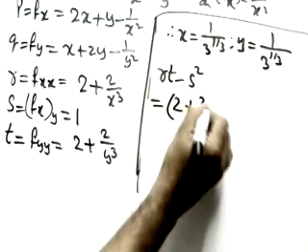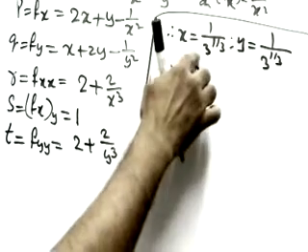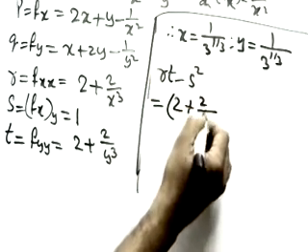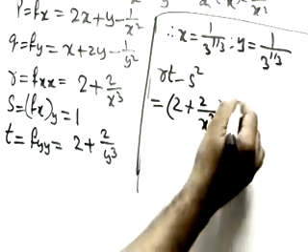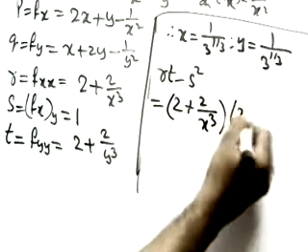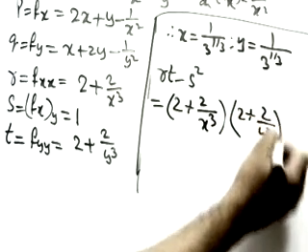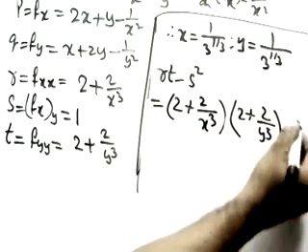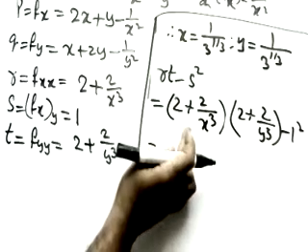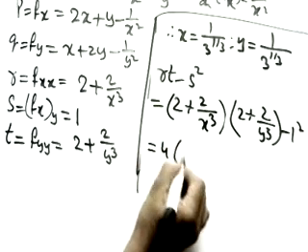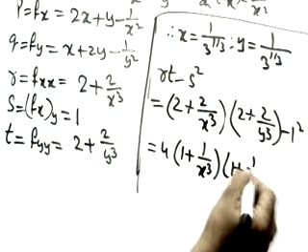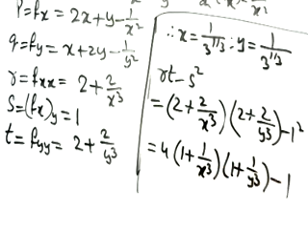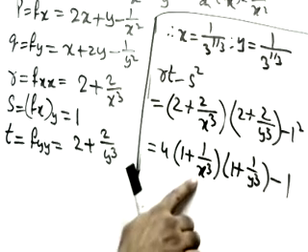So r value is 2 plus 2 by x cube. What is x cube here? 1 by 3. Okay, next step, r into t. t is 2 plus 2 by y cube, minus s. s is 1, squared. If you take common 2 from here, it will be 4 into (1 plus 1 by x cube)(1 plus 1 by y cube) minus 1.